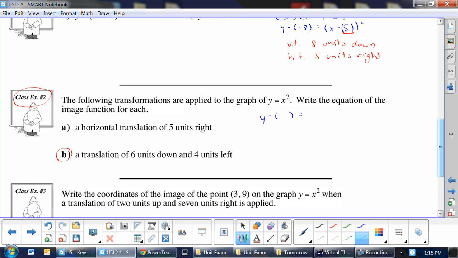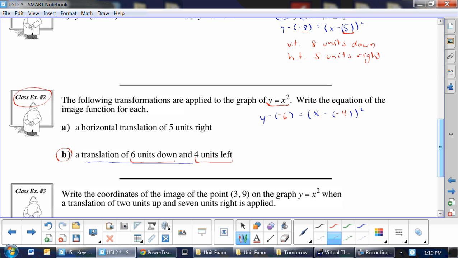So, you can even set this up before you even look at what our translation is. You can start writing the equation. So we know that it's y minus something and x minus something squared. In these types of questions, it starts right here; it says in the question, y is equal to x squared. Then it says a translation of 6 units down, so we know that this is a negative 6. There's 4 units left, so we know that this is a negative 4.